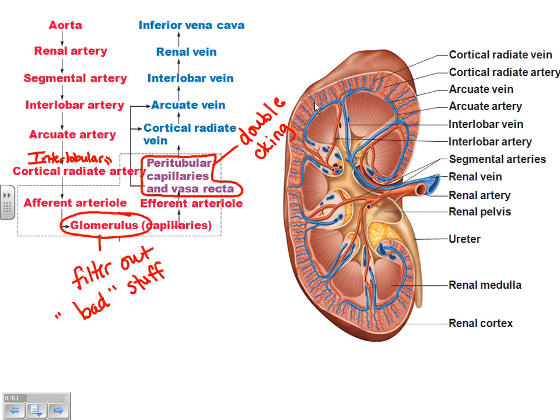From there, the blood flows through the afferent arteriole into the glomerulus, which is our first really important capillary. We need to understand how it functions. What happens at the glomerulus?